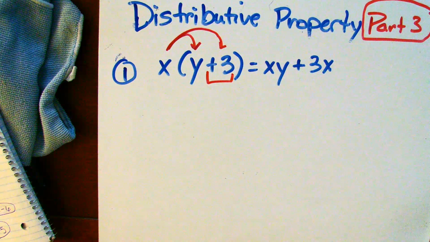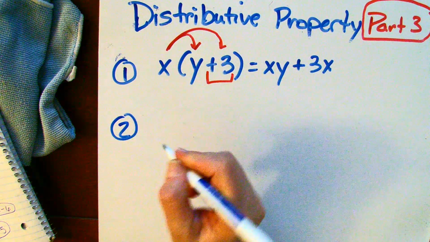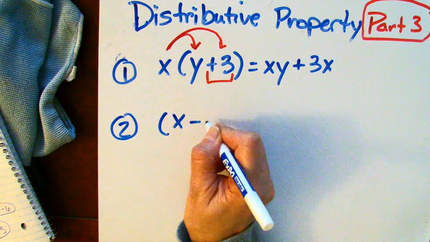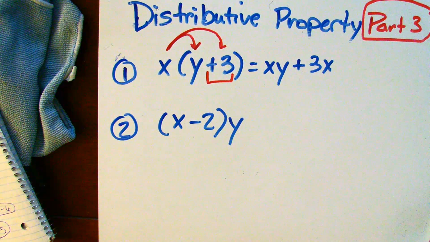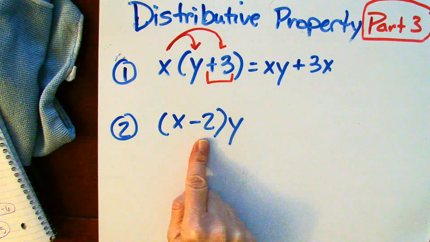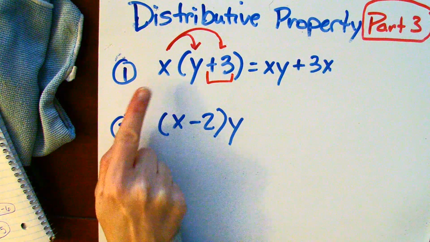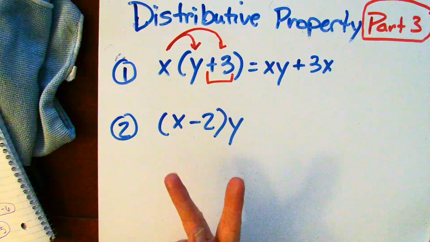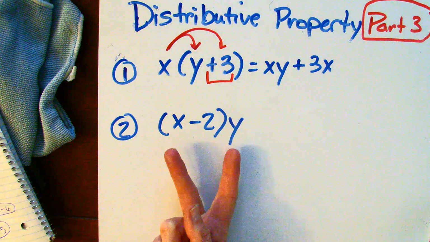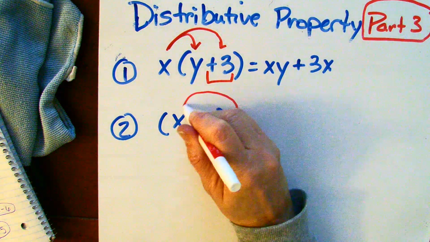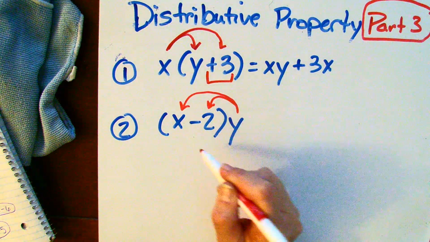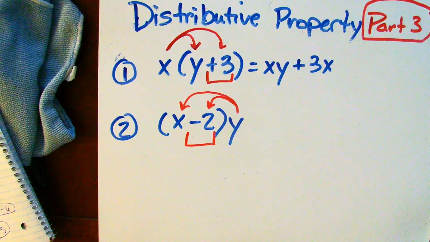Let's look at another example that might look a little strange. Here we have x minus 2 in parentheses, and to the right of it we're multiplying another term, in this case a variable. This problem is the same as this. The only difference is the order is reversed. Again, with commutative property, you could rewrite this as y times the quantity of x minus 2, or you could just multiply this y to each term within the parentheses. Take note that this is a negative 2.